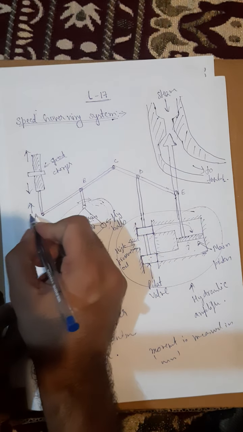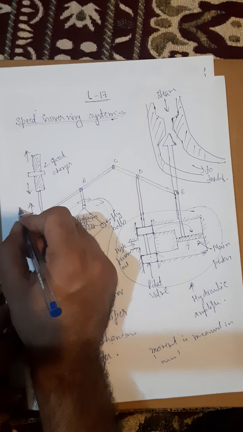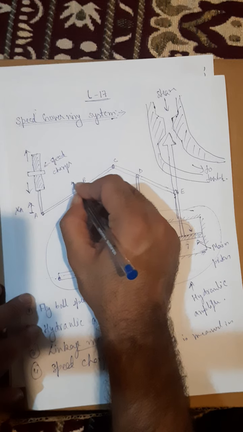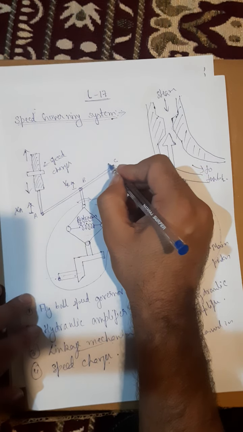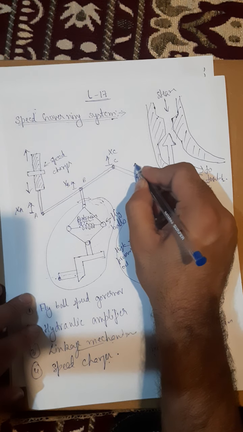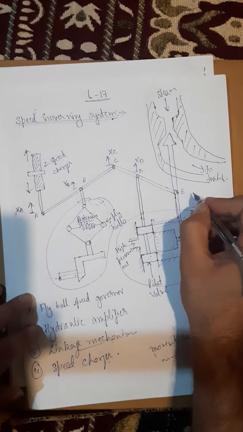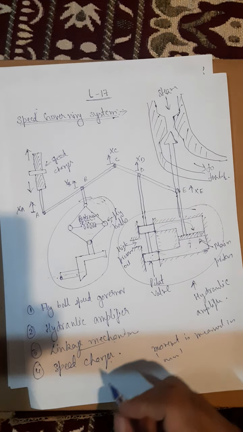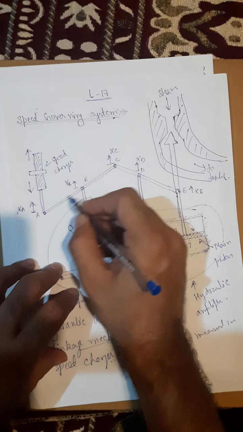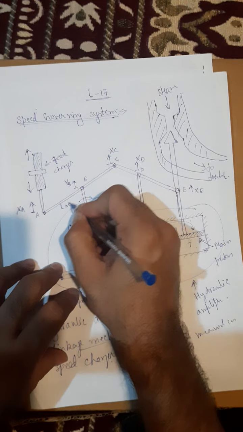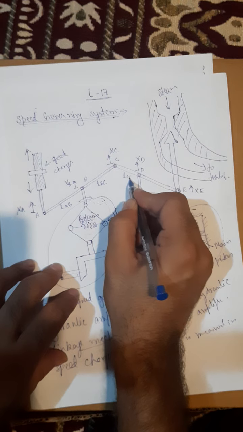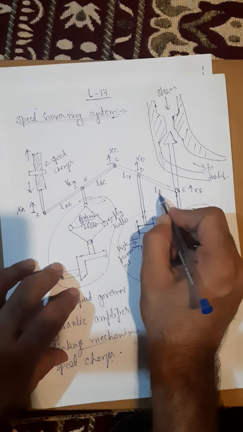So this is my point A, and this is the movement of point A, XA. This is the movement of point B, XB. Movement of point C is denoted by XC. Movement of point D is denoted by XD, and movement of point E is denoted by XE. The length of this link AB is LAB, length of BC is LBC, length of CD is LCD, and length of DE is LDE.